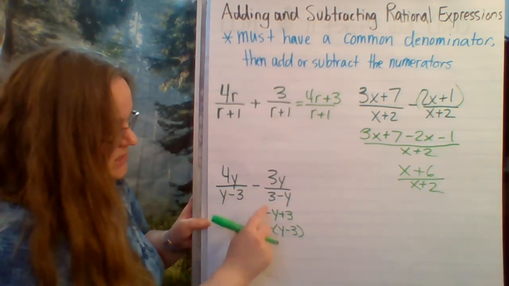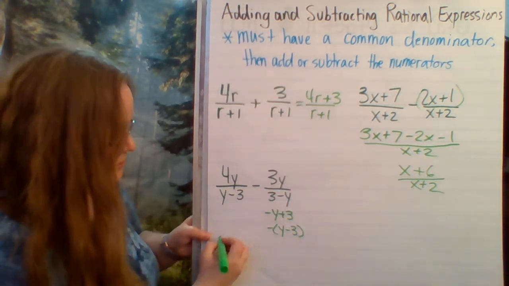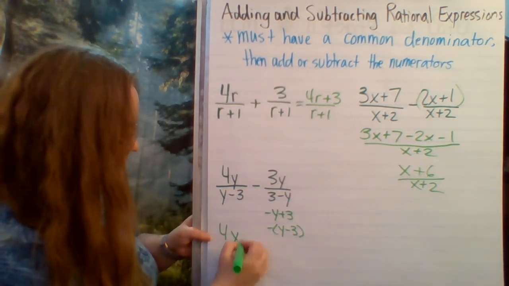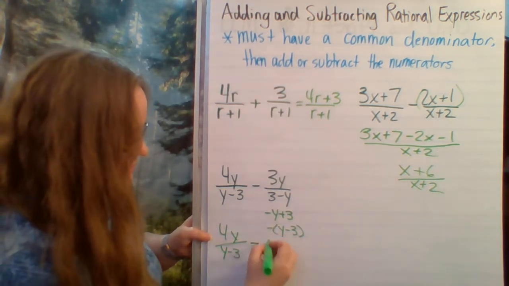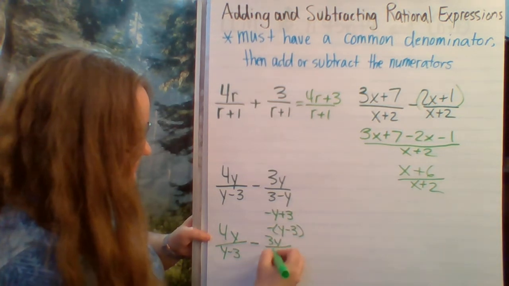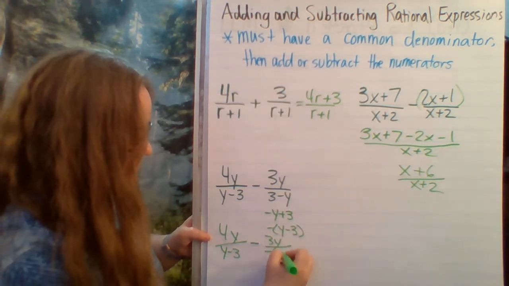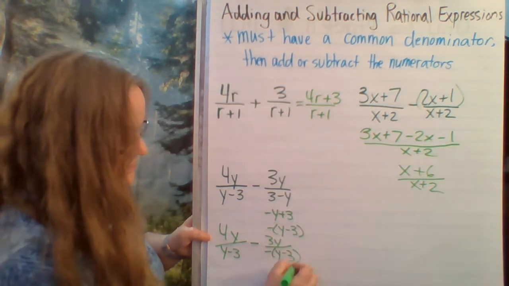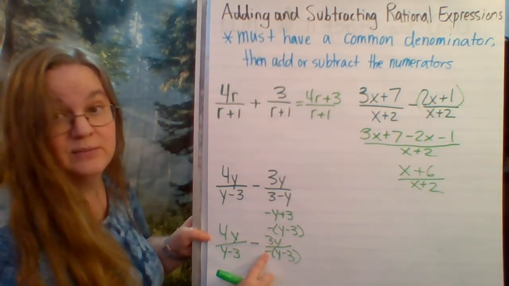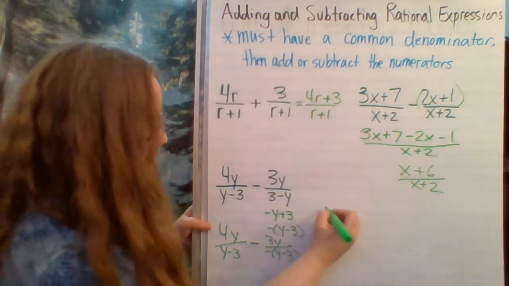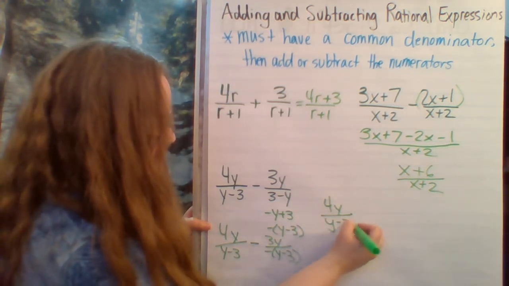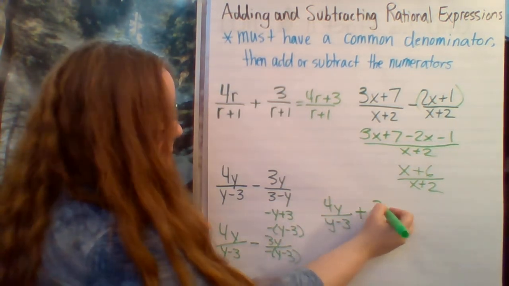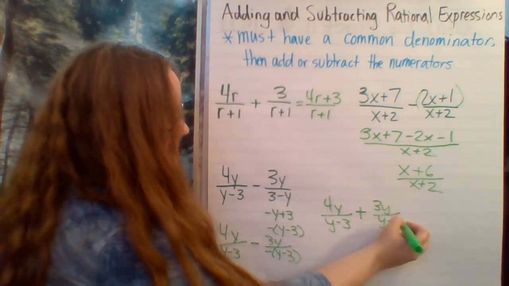Well, then I have a negative and a negative. So what really is going on here? It's got minus, and then this is 3y minus y minus 3. Well, the minus minus becomes a plus sign. So my real problem is 4y over y minus 3 plus 3y over y minus 3.